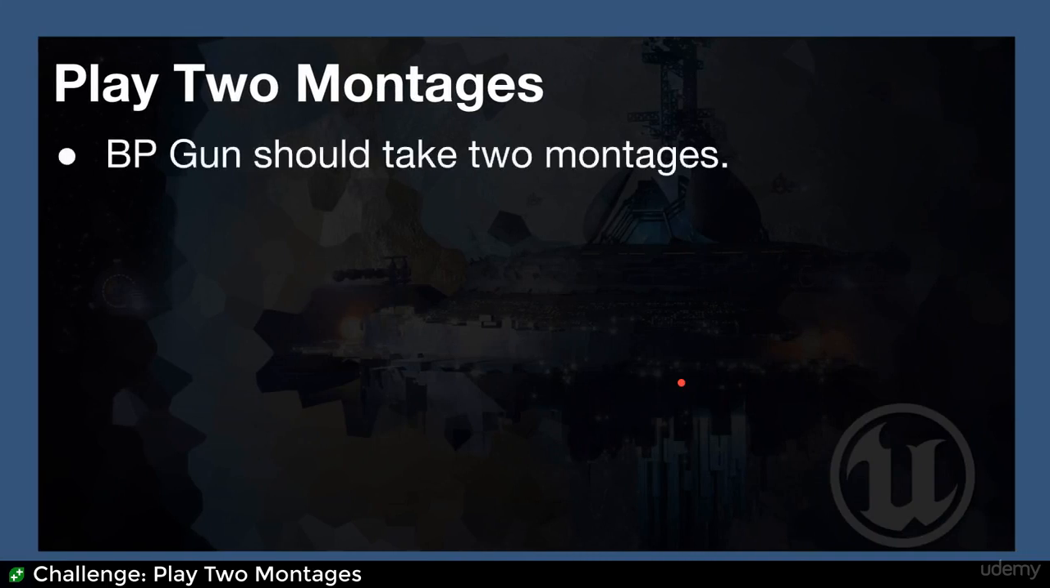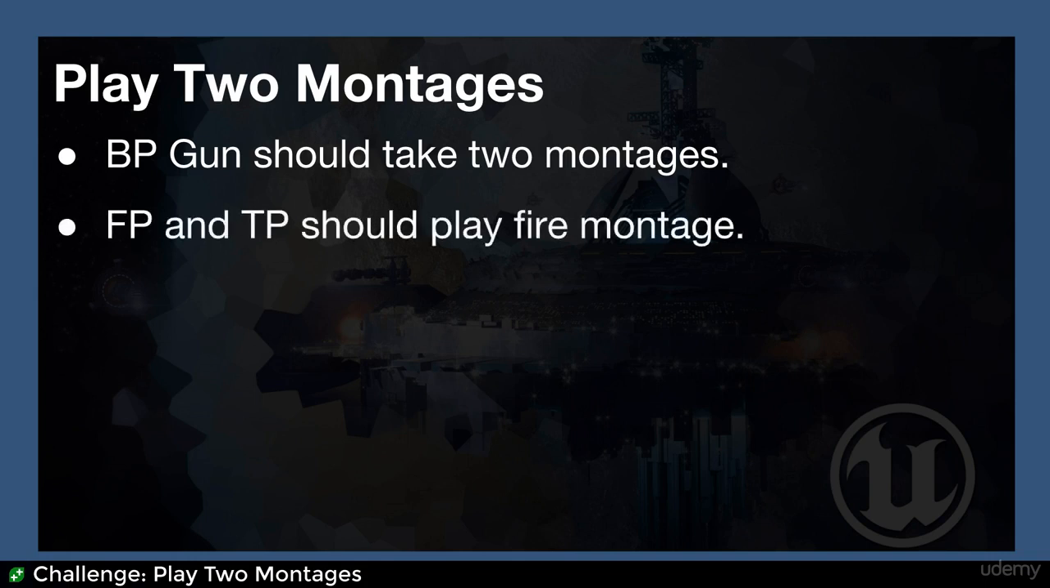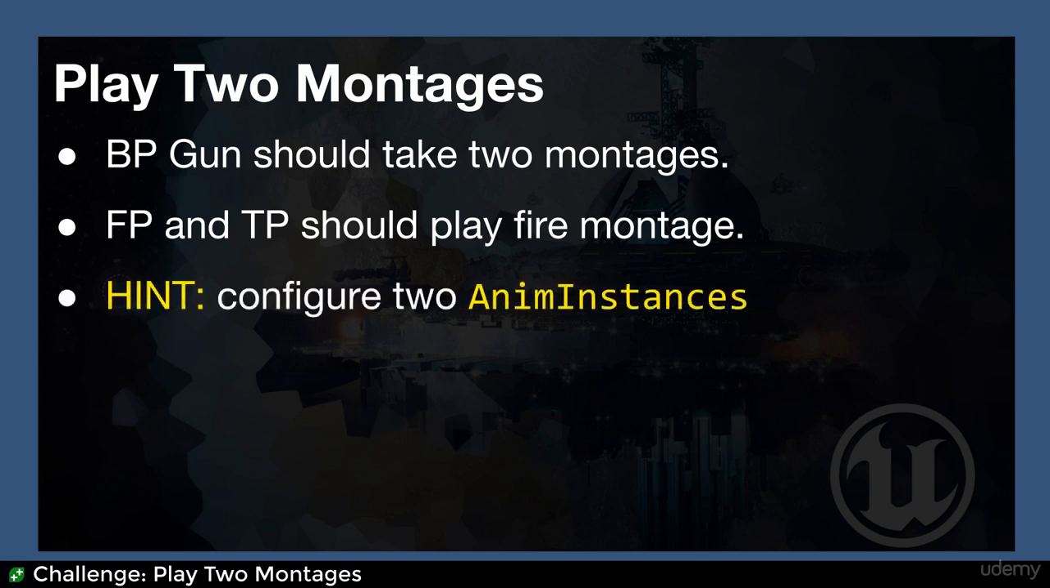I want the BP gun to have 2 anim montages, one for the third person and one for the first person. We already have those montages. It just needs the gun to have the ability to take both of those as editor values. And then the first person and third person should play fire montages. So when we hit the fire button, both the AI and us should be showing a firing animation from that animation montage. And here's the hint: you need to configure 2 anim instances on our gun class in C++. So pause the video and have a go at this challenge.